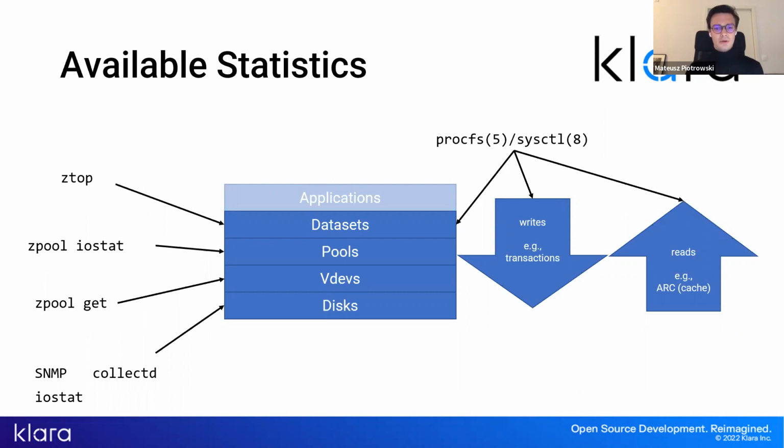Maybe we can mention that apart from those layers where you actually have almost physical items, you also have abstract things like writes and reads. In case of writes, you can observe transactions happening and get different statistics about them. And usually, when I'm observing transactions, I use sysctl on FreeBSD, and I can get a lot of different statistics about both the transaction groups and the transactions themselves.